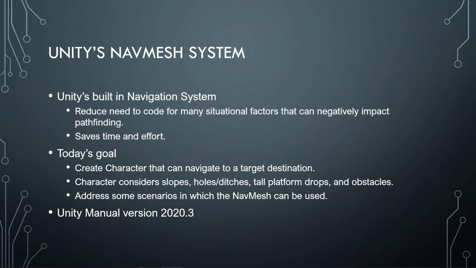Here we will learn how to create a character that can navigate to a point whilst being able to walk up slopes, jump over holes, drop down from tall platforms, or avoid obstacles. Not only that, we will also cover some scenarios in which the nav mesh can be used. Please note that the majority of this information has been adopted from the Unity manual for version 2020.3 regarding pathfinding.